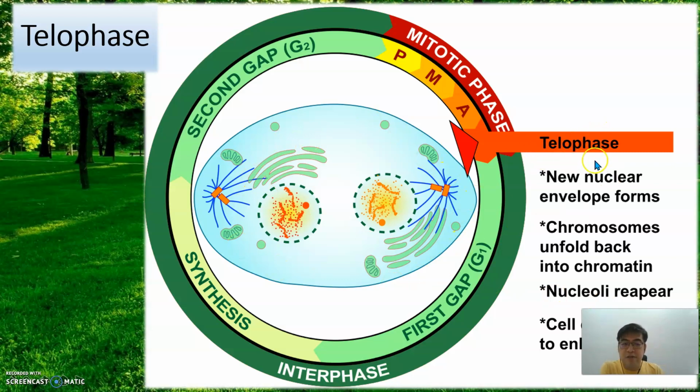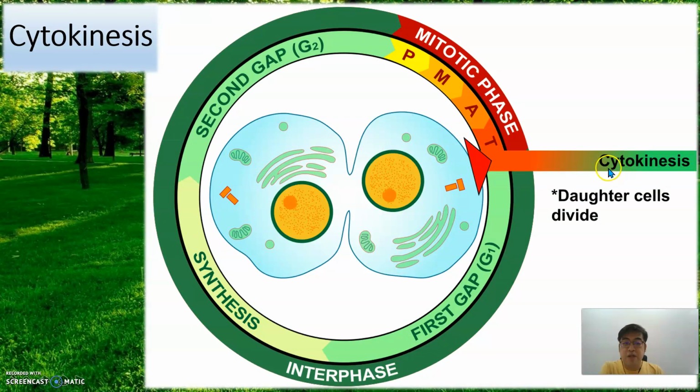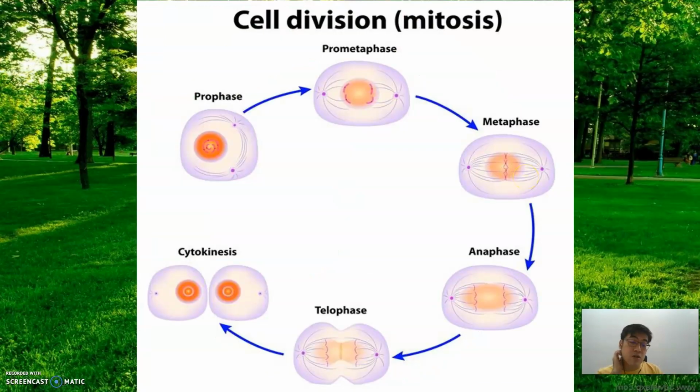And the cell continues to elongate in the telophase. Last but not least, we have come to cytokinesis, the cell division stage, where the cell from one cell divides into two daughter cells. So this is cytokinesis. So all in all, in conclusion, this is a summary of mitosis.